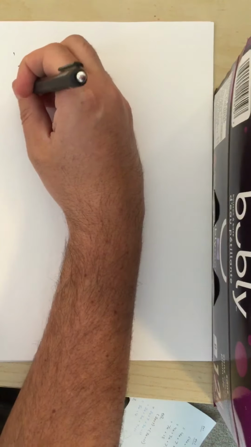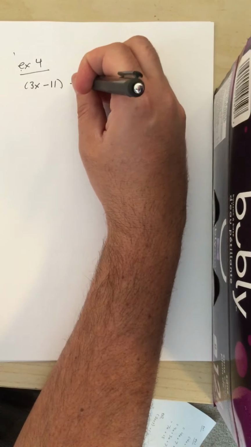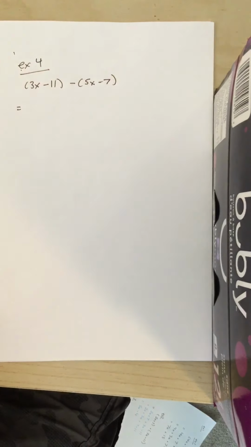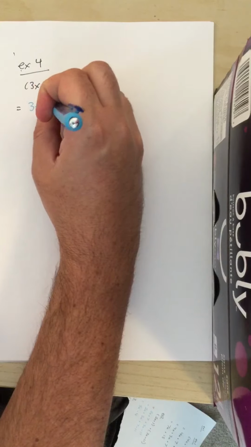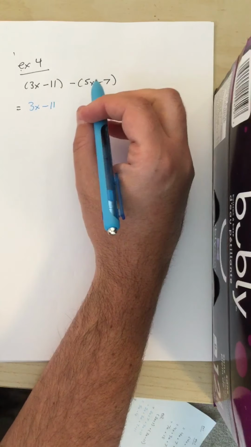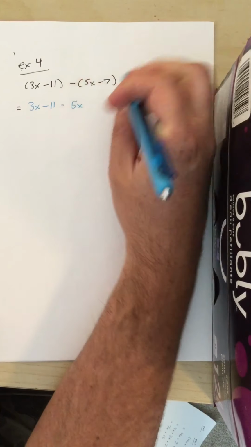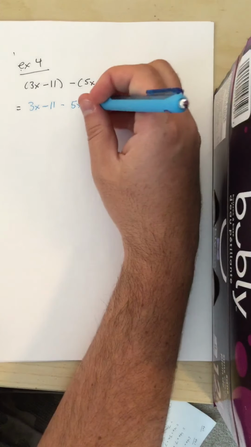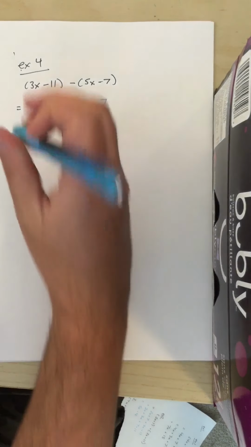Example 4. 3x minus 11 minus 5x minus 7. So there's an invisible plus in front of this bracket. Nothing changes. There is a minus in front of this bracket, so we're going to have to flip everything. This was a plus 5. It becomes minus 5. This was a negative 7. We're going to change it. So instead of the minus 7, it becomes plus 7. And of course, that's the hard step.